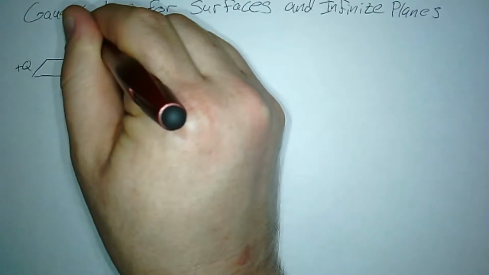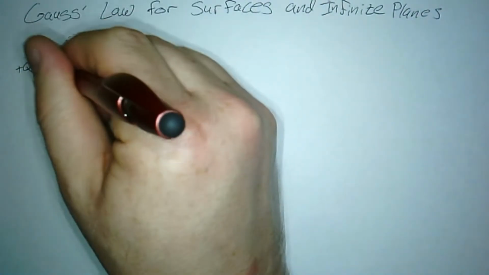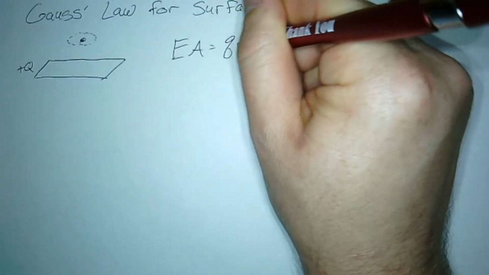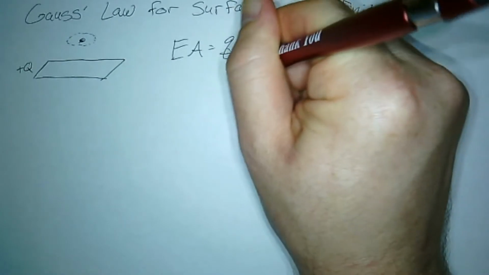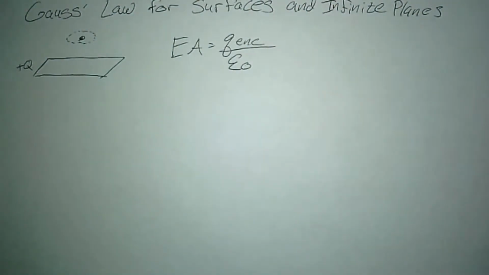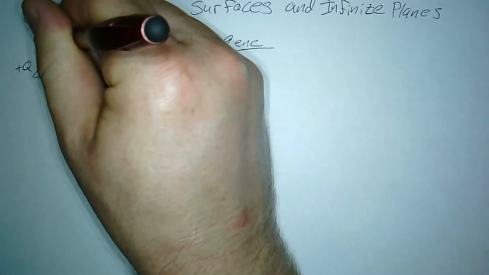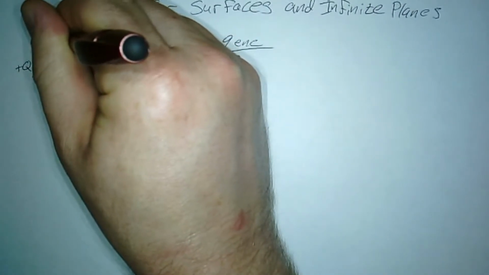I'm going to use a cylinder here because, well, it's easier to draw than a rectangle. And now for Gaussian surface, I have to say electric field times the area is equal to the charge enclosed over epsilon naught. So I have to enclose some charge for this to work. So I need my Gaussian surface to pass through the plane to enclose it. So let's go ahead and draw that.